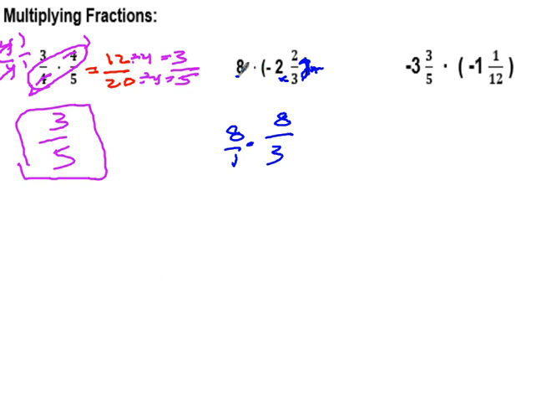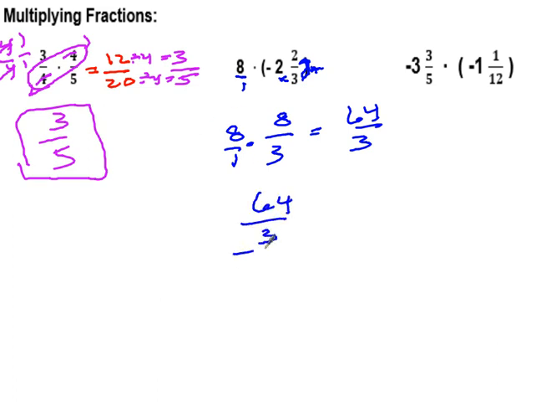This is 8 over 1 because it's a whole number. We always can put a 1 on the bottom of it. So I'm doing 8 over 1 times 8 over 3. 8 over 3 is the same thing as 2 and 2/3. And I multiply. 8 times 8, 64. 1 times 3 is 3. So my final answer is just 64 over 3.